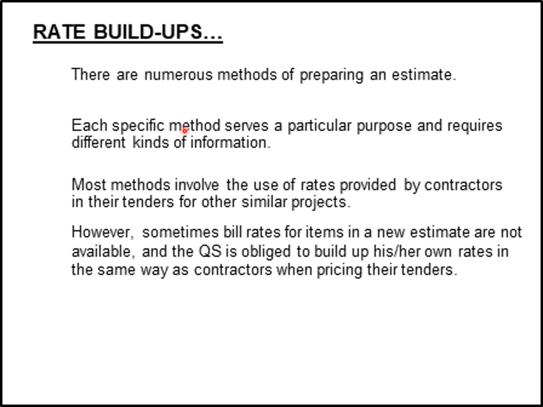There are numerous methods of preparing your estimate. Each specific method serves a particular purpose and requires a different kind of information. Sometimes you will have the information available, sometimes you have to build up your own rates. But most methods involve the use of rates provided by contractors and their tenders for their similar projects. So you take your BOQ rates and you transform or translate that into the correct unit. However, sometimes the bill rates for items in a new estimate are not available, and the QS is obliged to build up his own rates.